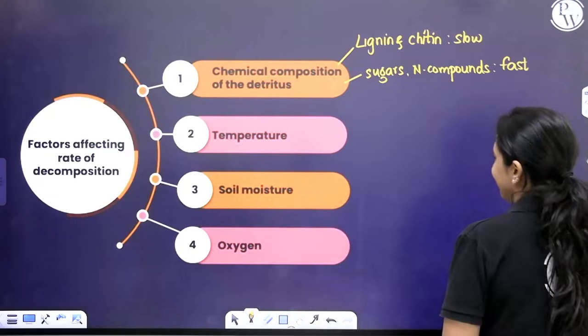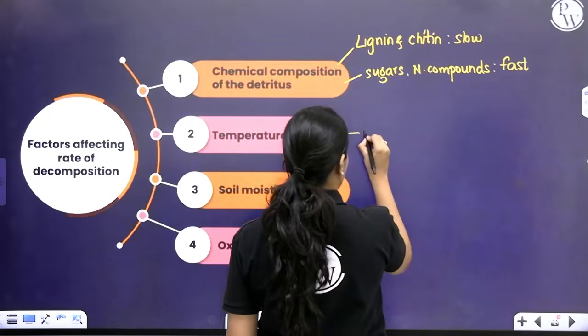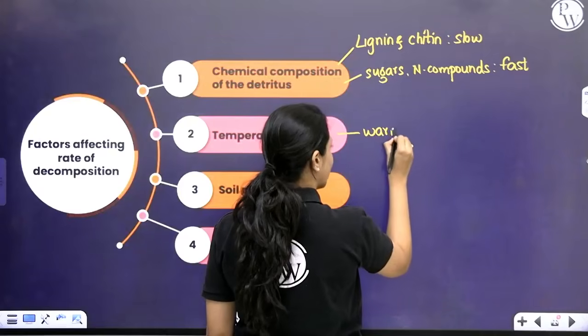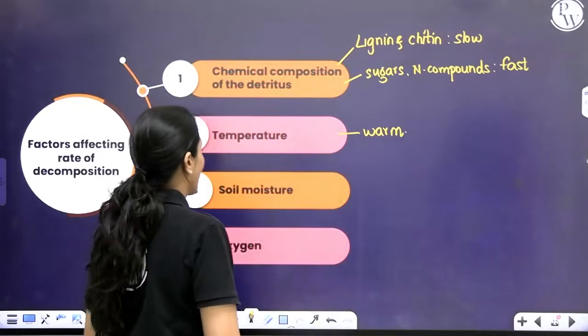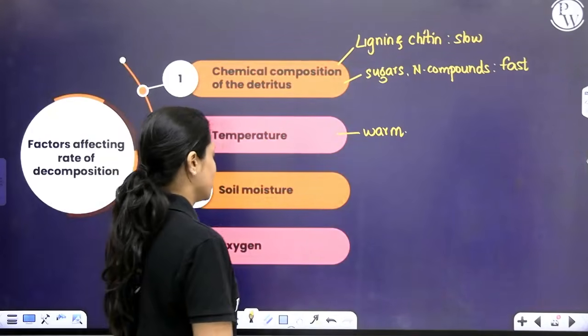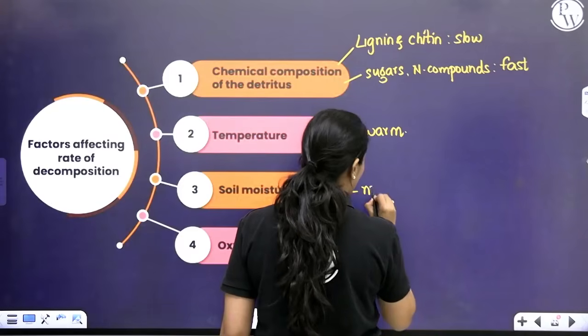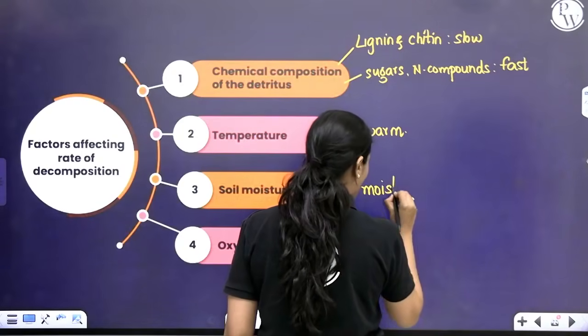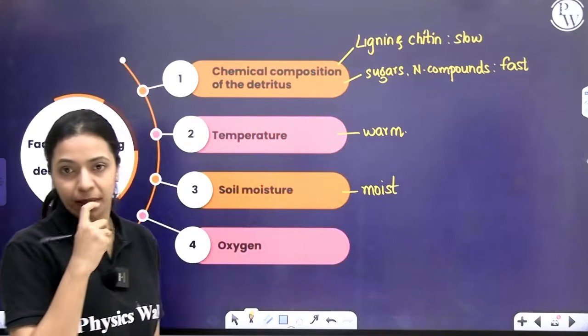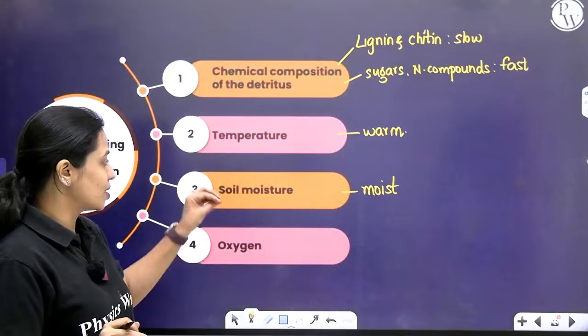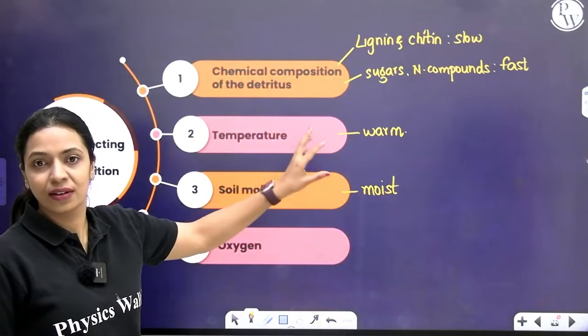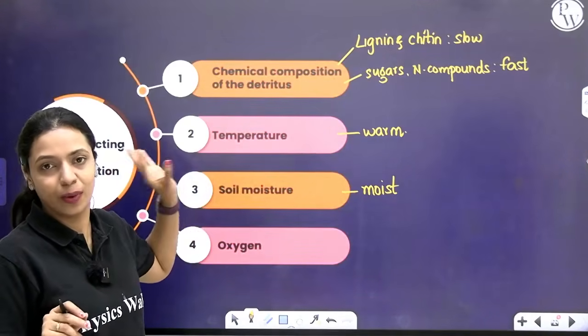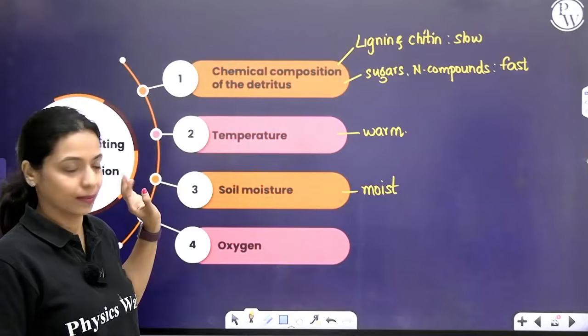Temperature. The temperature has to be warm. It shouldn't be too hot, it shouldn't be too cold. Next, moisture in soil. It has to be moist, right amount of moist. Too much water and too little water is not good. Just the right amount of moisture has to be present. In moderate quantities, moisture has to be there.